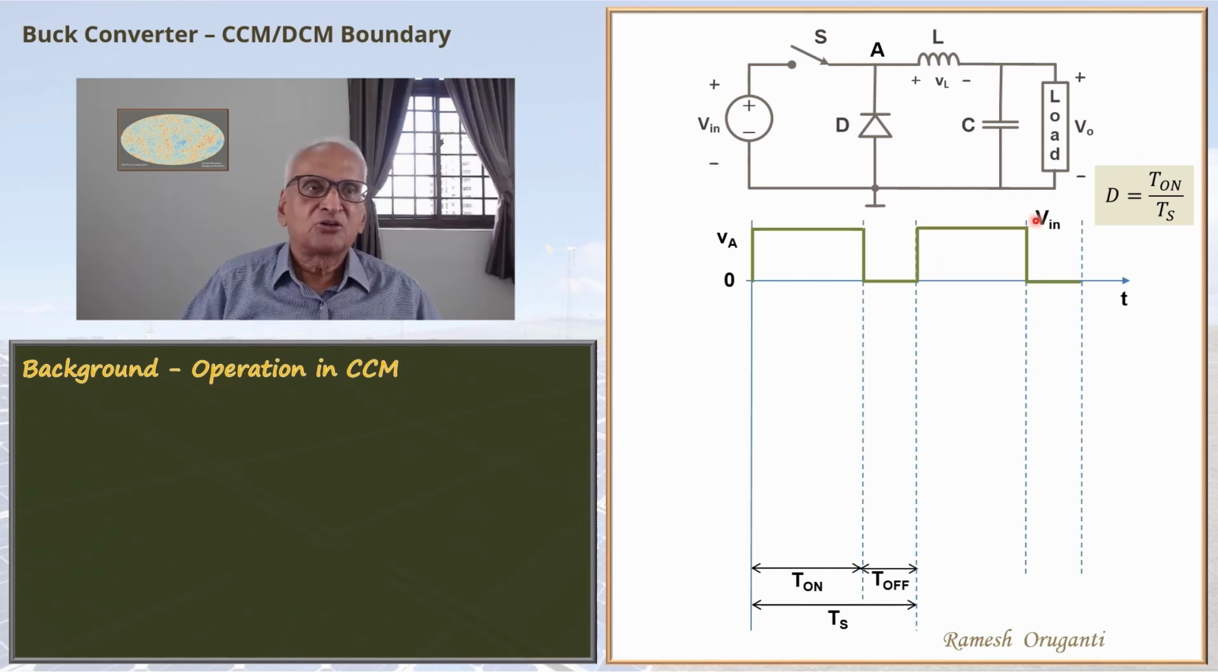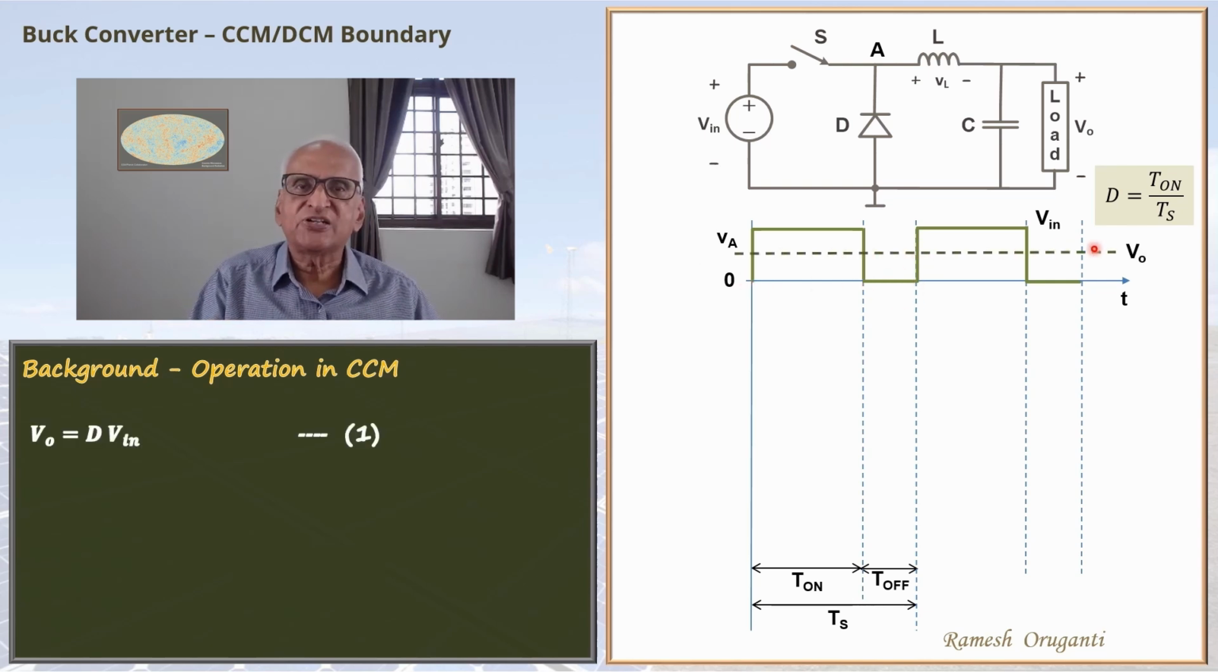When the switch is on, node A is connected to V in and the voltage will be V in. When the switch is off, the inductor current will freewheel through the diode and VA will be 0. We are treating the components, the switch and the diode, as ideal. The average of VA voltage is the output voltage. The LC filter filters the ripple and passes the DC through.